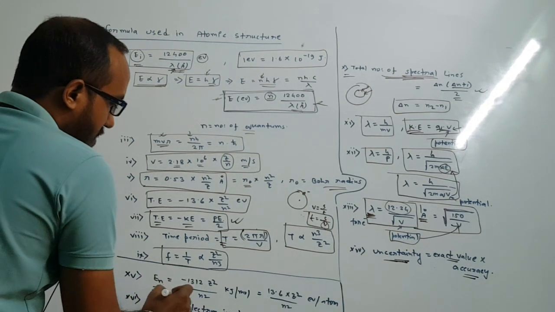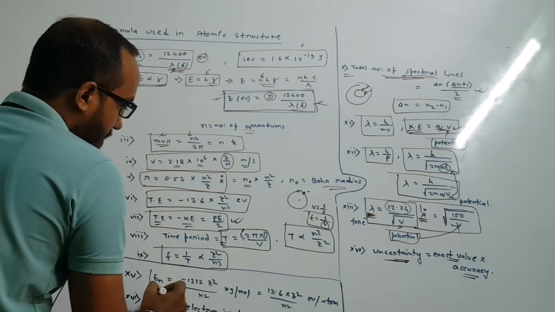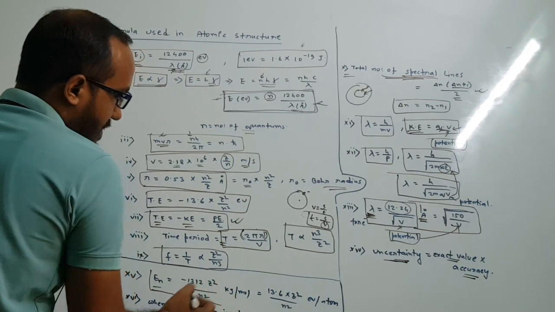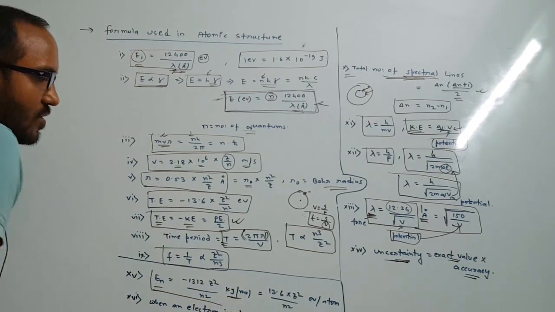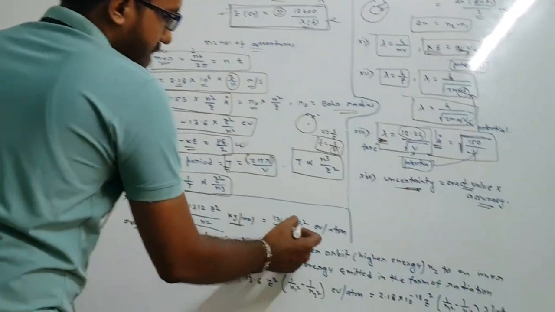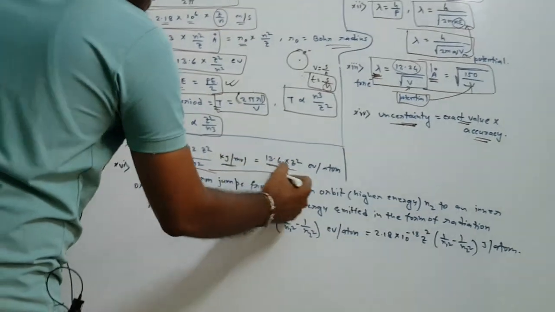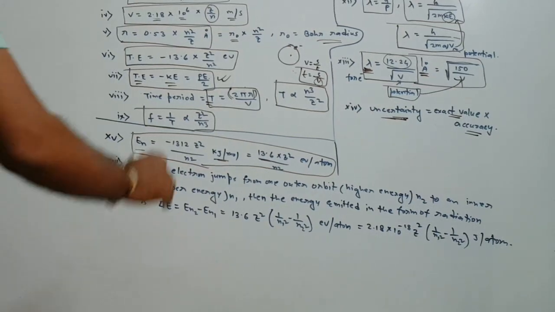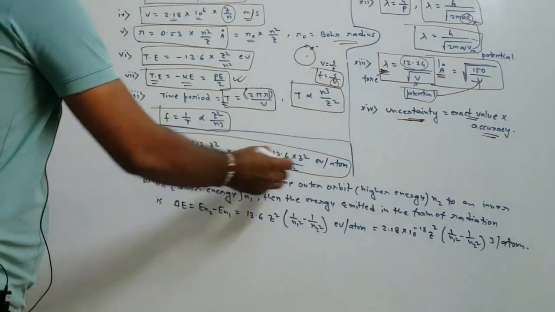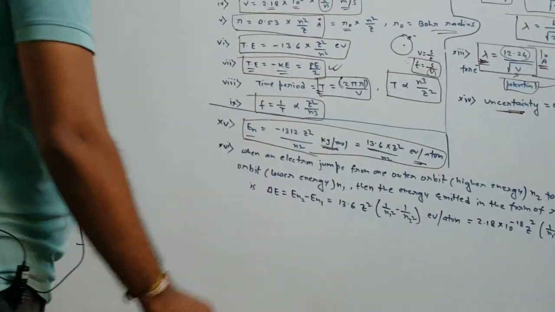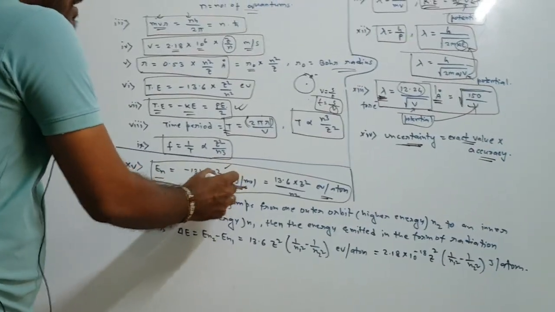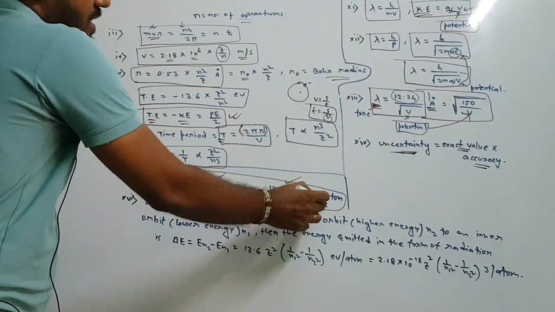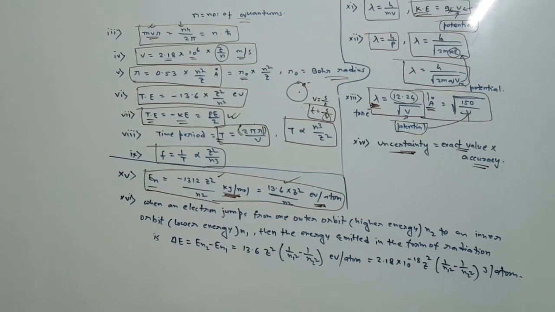Now the energy of the nth orbit is given by minus 1312 Z square by n square, this is in kilojoule per mole, or 13.6 into Z square by n square, this is in electron volt per atom. Whatever the problem gives, please remember the units. If you use this formula, it is kilojoule per mole. If you use this formula, the answer will be in electron volt per atom.